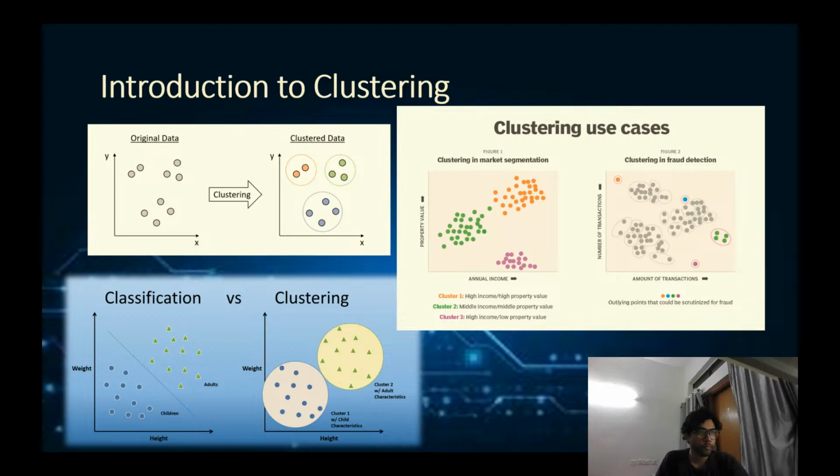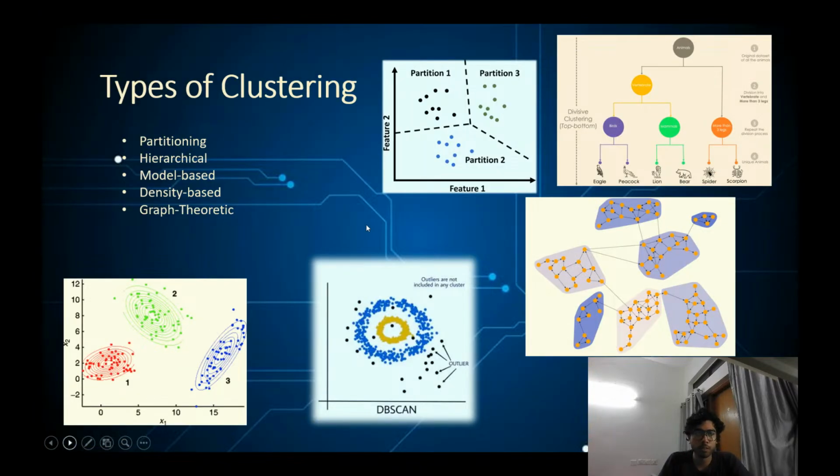Okay, so now moving on to the next part. What are the types of clustering, right? These are the different types of clustering: partitioning, hierarchical, model-based, density-based, graph-theoretic. So we will mainly cover the first three in this lecture, right? Density-based and graph-theoretic will not be covered in detail.